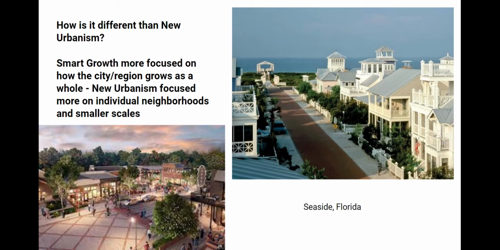And new urbanism generally has a connotation of being focused on a smaller scale or an individual neighborhood. And smart growth is more about how the whole city is growing. So it's more focused on the city and the region. But oftentimes there's a huge amount of overlap between the two. And they basically mean a lot of the same things on a different level.